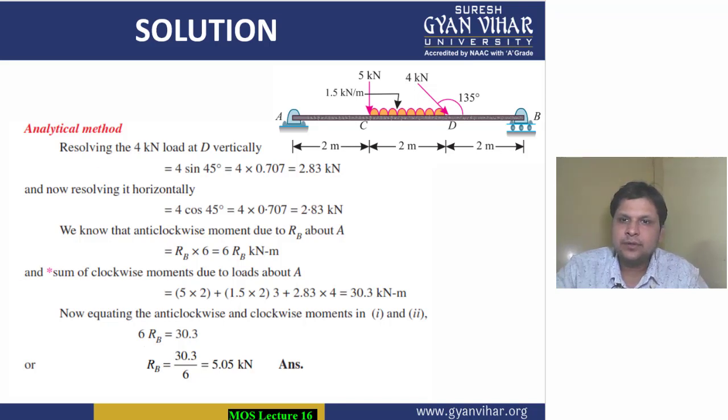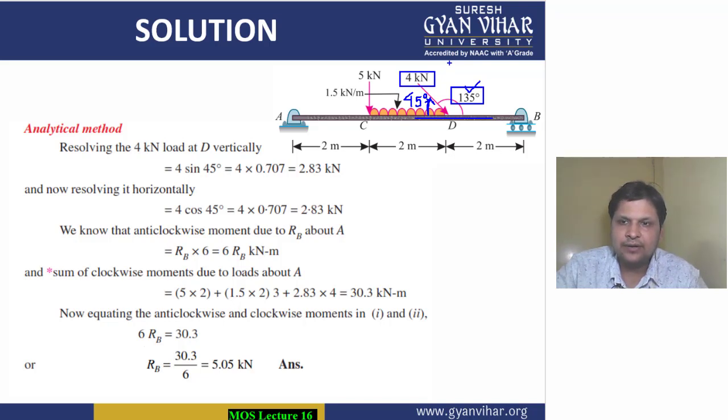as you can see, students, first of all there is a 4 kilonewton load which is inclined at 135 degrees. So we will resolve it in horizontal and vertical directions. How will we resolve it? This angle given to us is 135 degrees, so the remaining angle will be equal to 180 minus 135. This means that this angle is equal to 45 degrees.